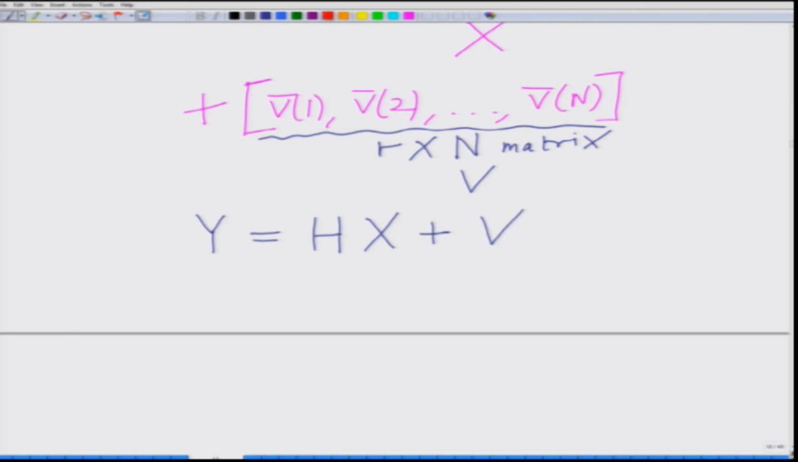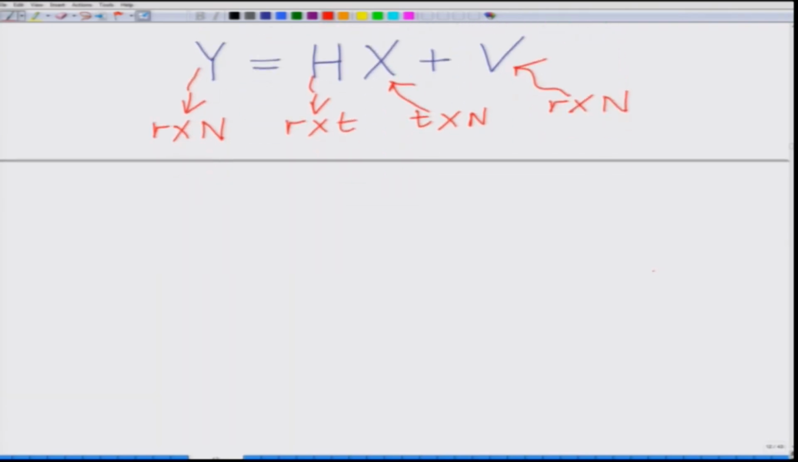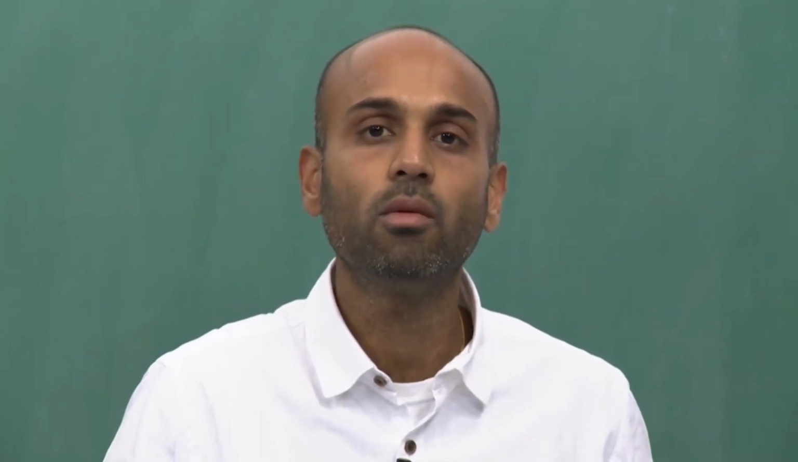And therefore, where Y, as we have shown, is R cross n, H is R cross T, X is a T cross n matrix consisting of the n pilot vectors, and V is an R cross n matrix. Now, this is similar to the system model that we had for multi antenna channel estimation, except there we had y equals Xh. Here we have y equals HX, which is more standard notation for MIMO. So, let us just recast it in a form that we are already familiar with. I am going to take the transpose of each quantity.